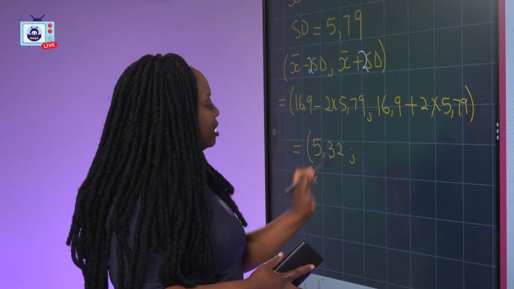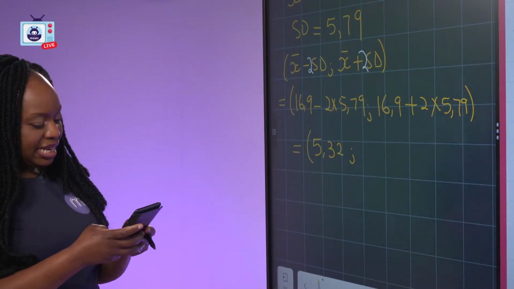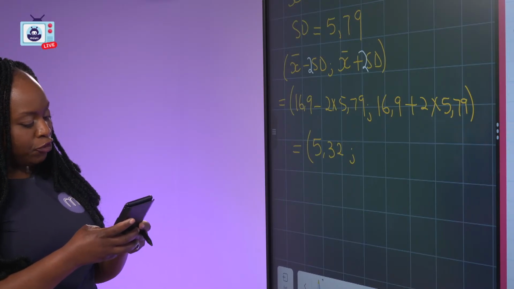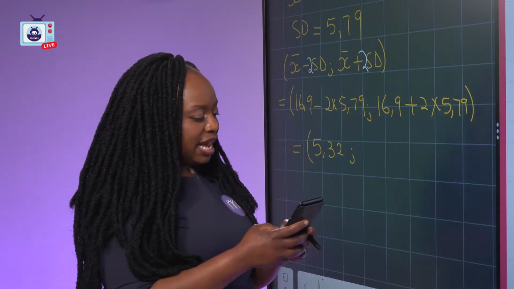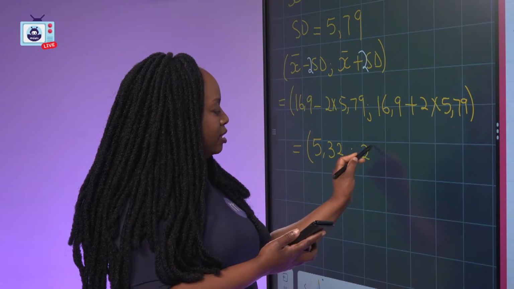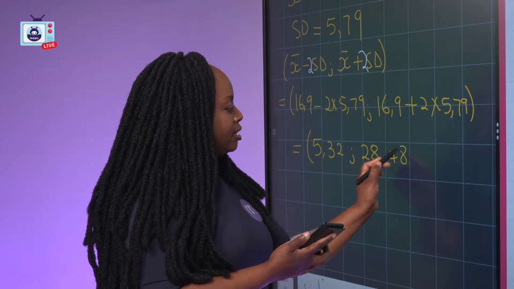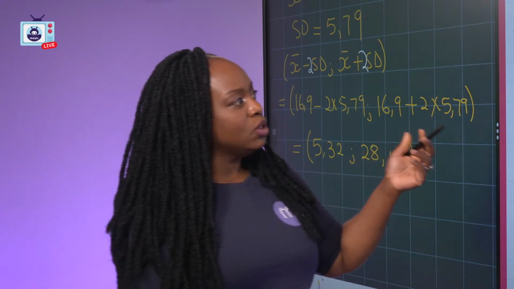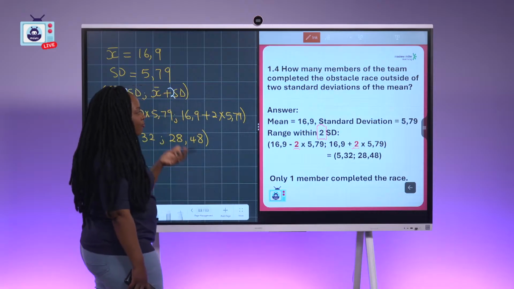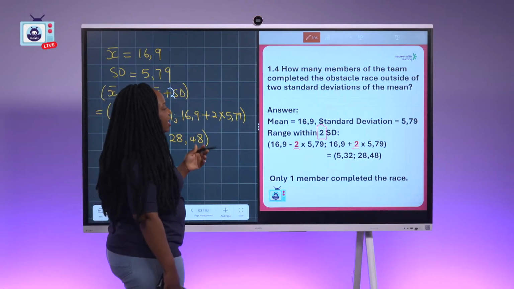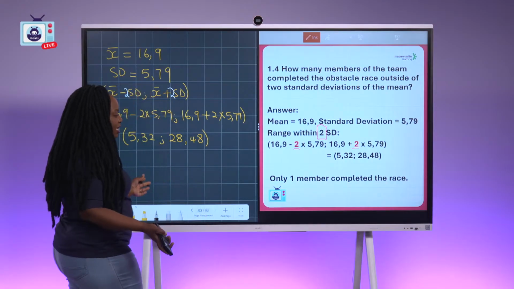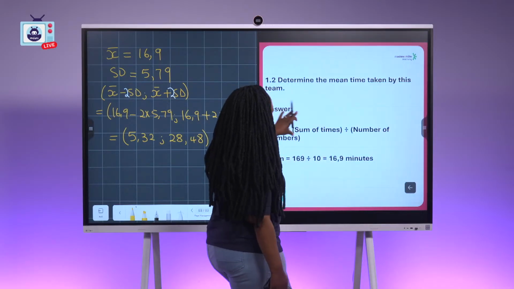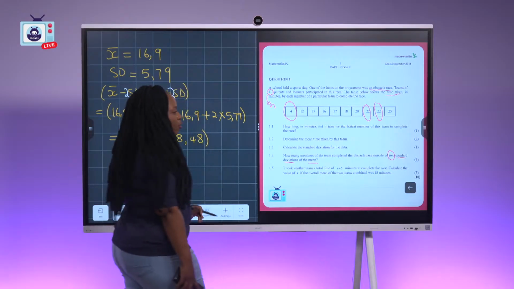Remember the brackets and our semicolon. Then on our upper end, we have 16,9 plus 2 multiplied by 5,79, and that gives us 28,48. So this is what we have. But the question was asking, what is it that we are looking for? How many members of the team have completed their obstacle race outside these 2 standard deviations? So if we go back to the information we had at the beginning, where you had your table, this is the information we are talking about.